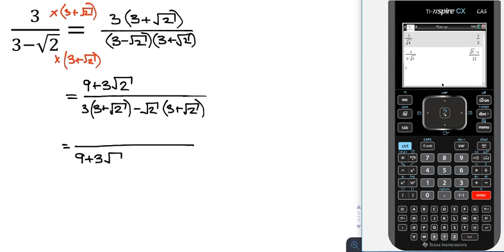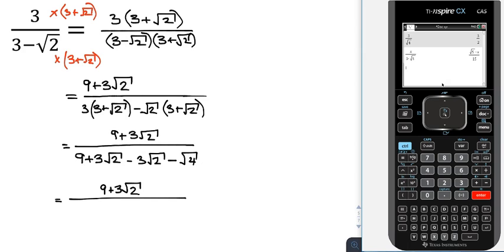Going through this, I get 9 plus 3 root 2 minus 3 root 2 minus root 4. Again, noticing that property, the middle two terms are going to cancel out. The end term is equivalent to 2, so that's quite nice. So when I go through and do this, I'm actually going to have 9 plus 3 root 2, and then 9 minus 2 on the bottom, which gives me my end solution: 9 plus 3 root 2 divided by 7. Note the denominator of my fraction has no surds in it. So it is rational, and I have rationalized the denominator. I've got to my end aim.